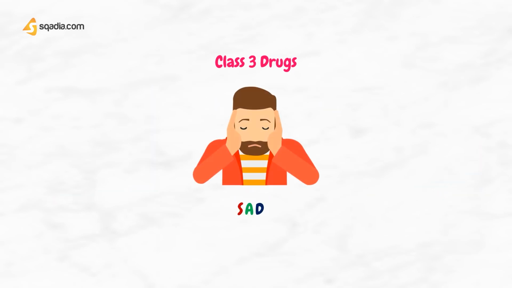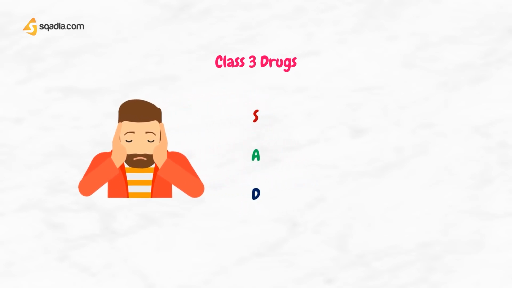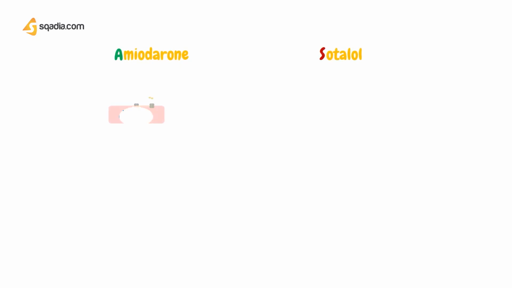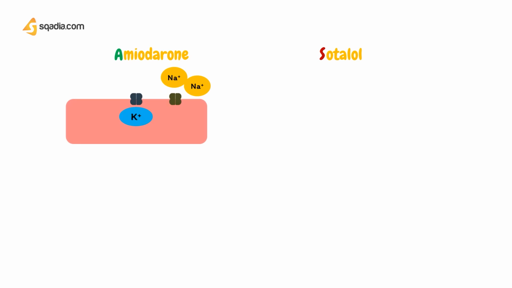You can remember them by the mnemonic SAD, meaning sotalol, amiodarone, and dofetilide. Amiodarone has blocking actions on several channels, for example potassium and inactivated sodium channels, and beta-adrenoceptors.